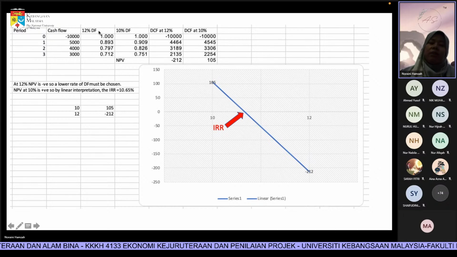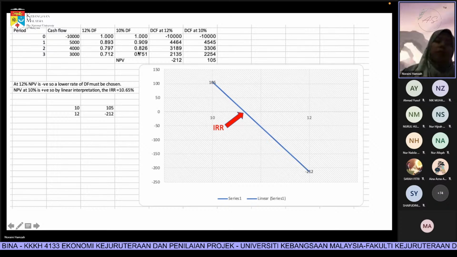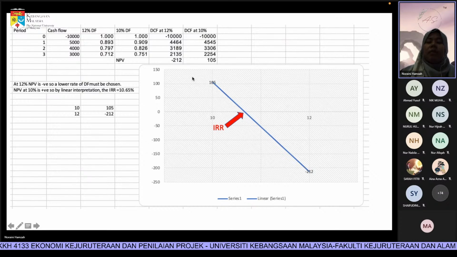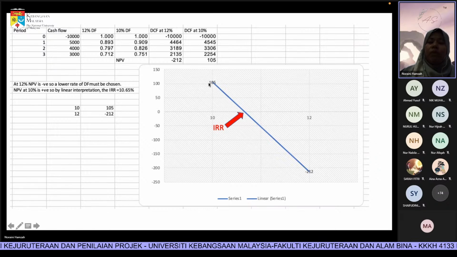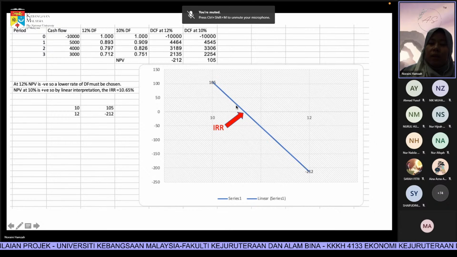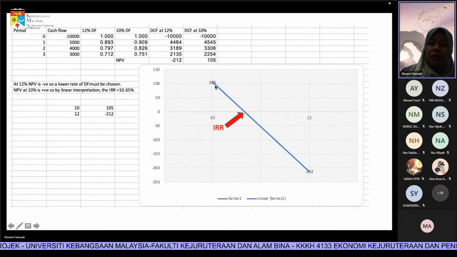Biasanya kita akan letak satu sets yang tinggi lah. Okay, maybe 15, satu lagi 7. You agak-agak lah. Yang penting you boleh akhirnya dapat satu NPV negatif, satu NPV positif, untuk you drawkan, so that dia boleh cross. Kita boleh nampak kat mana dia nak cross tu. So to know that kat mana dia nak cross, kita kena ada satu nilai positif, satu nilai negatif lah kan.